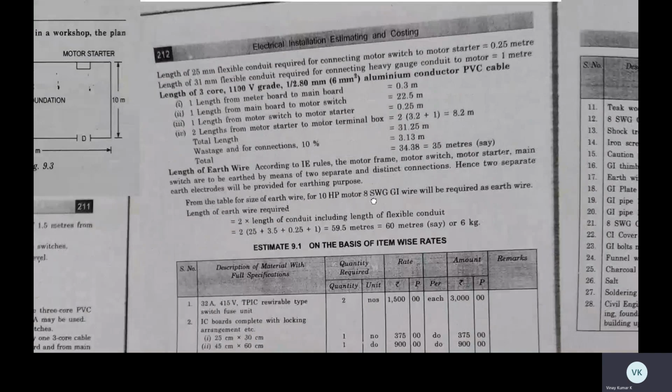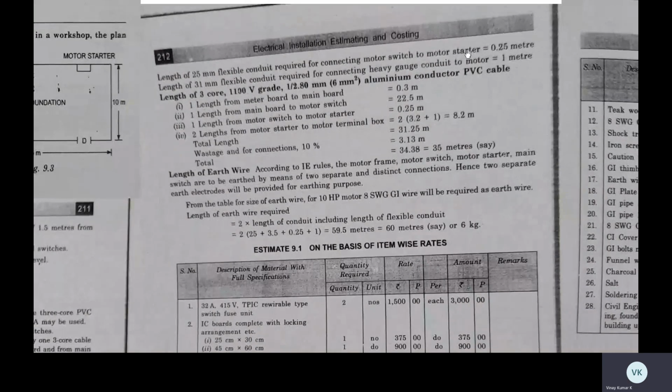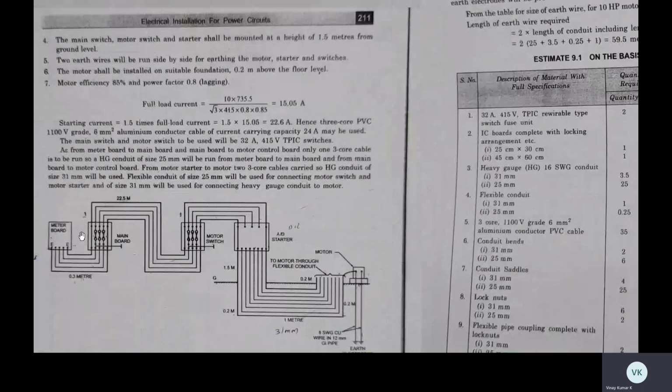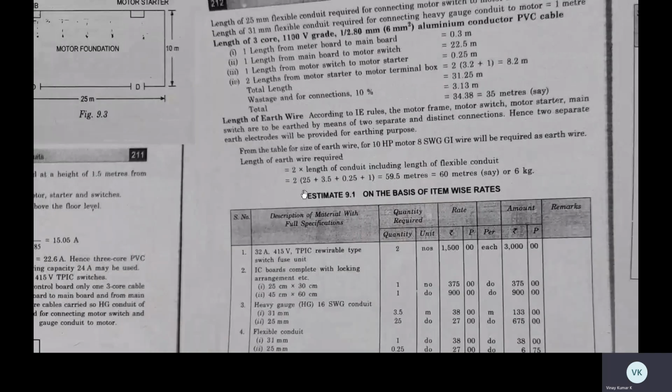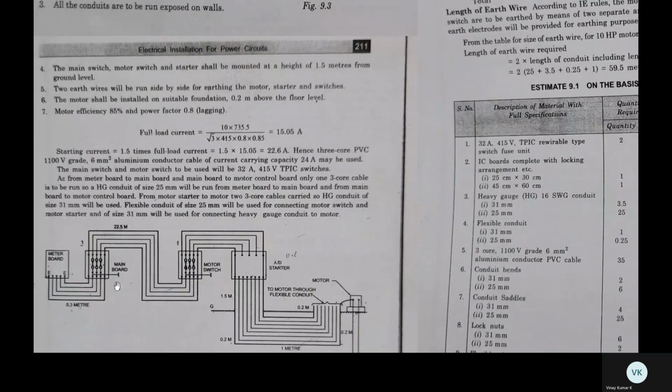Then the next thing is, what is the length of 25 mm flexible conduit? It is 0.25 meter, and the 31 mm flexible heavy gauge conduit required is 1 meter. Then next thing is aluminum PVC cable, how much is required? One length from meter board to main board, 1 meter cable is required. Then one length from main board to motor switch, 22.5 meter, that is totally meter board to motor switch 25 meter.